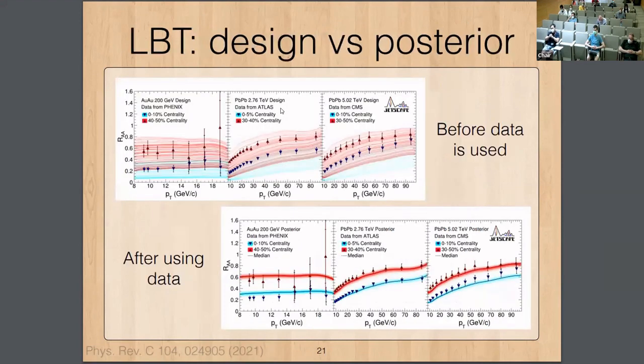So here is an example of the Bayesian analysis process. Before we look at data, you can see the model prediction is all over the place. This is the whole phase space that we explore. And then after we look at data, we can see that there's a huge constraint in power and things converge nicely to where data is, which means that the thing is at least working self-consistently.